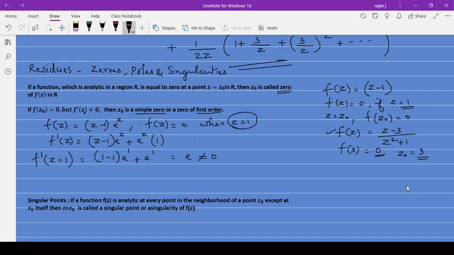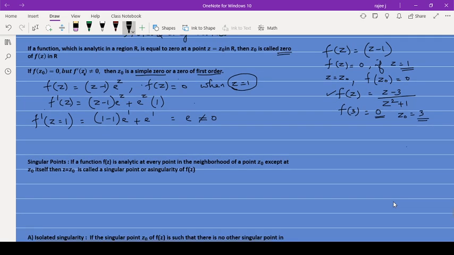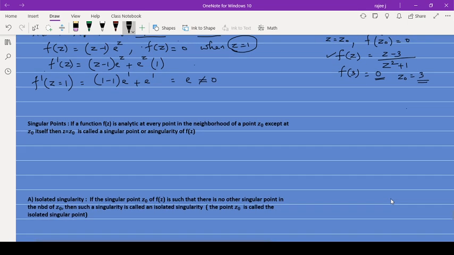So this is the concept of the zero of an analytic function. To get the zero, you put the numerator equal to 0, and the value of z you get will be called the zero of that analytic function. More examples we will do later.